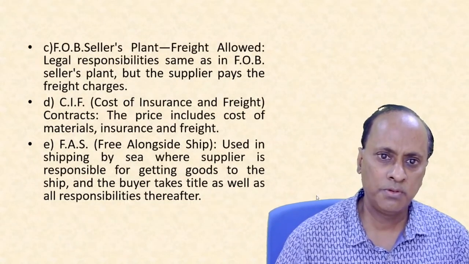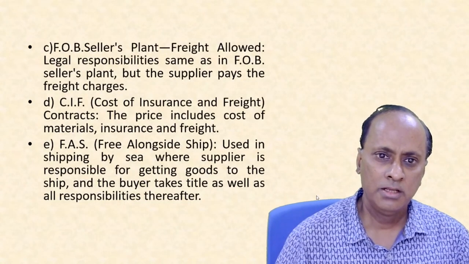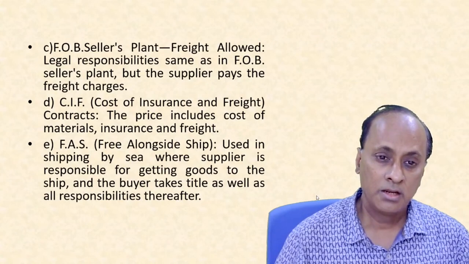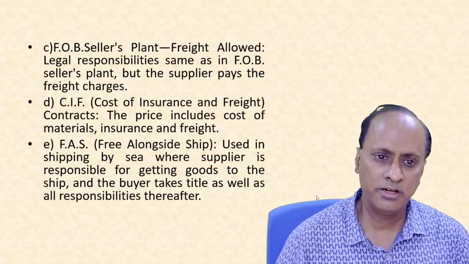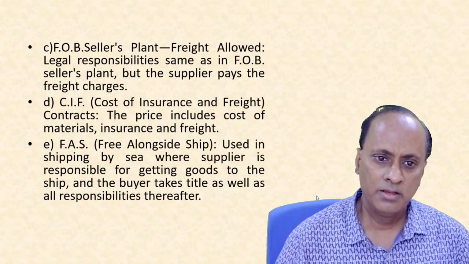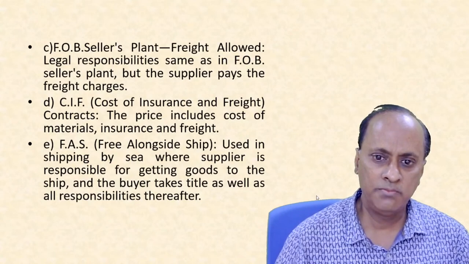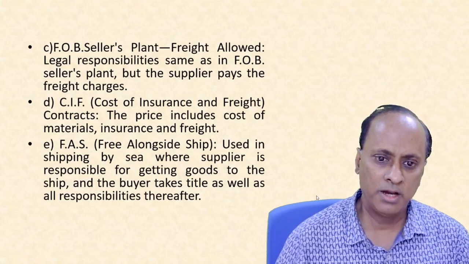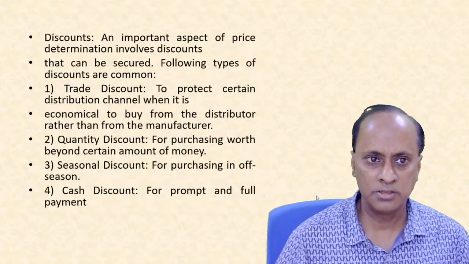FOB seller's plant, freight allowed: legal responsibility same as FOB seller's plant, but the supplier pays the freight charges. Cost of insurance and freight contracts: the price includes the cost of materials, insurance and freight. Free alongside ship, used in shipping by ship, where the supplier is responsible for getting goods to the ship and the buyer takes title as well as all responsibility thereafter.